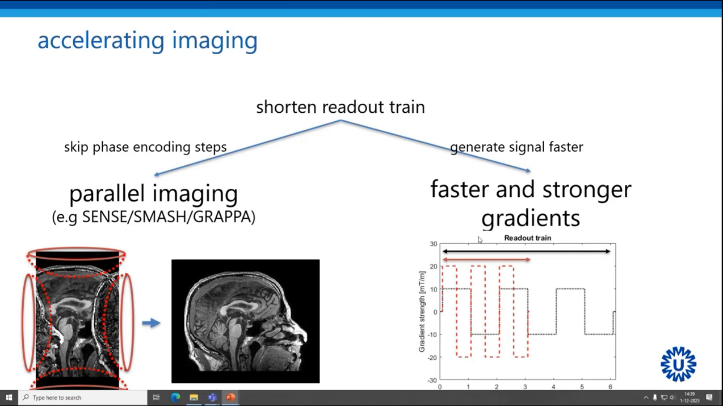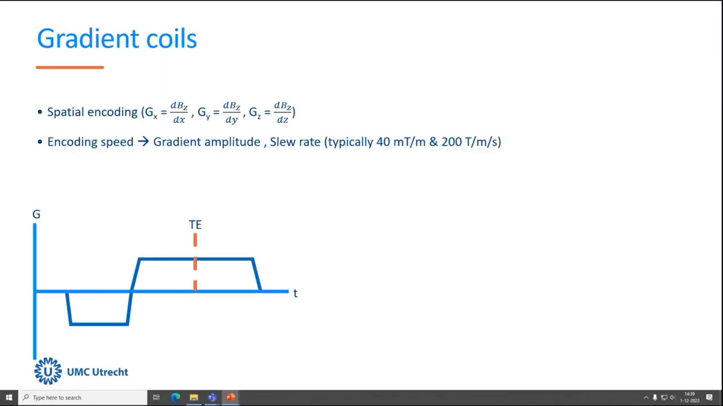It's one branch of speeding up. Another branch is to generate these signals faster by having faster gradients, a stronger gradient. So in red, you see that. If you have a faster gradient, your readout range becomes shorter, with a lot of benefits. Okay, so a little bit of the lingo in gradients for the gradient geeks.